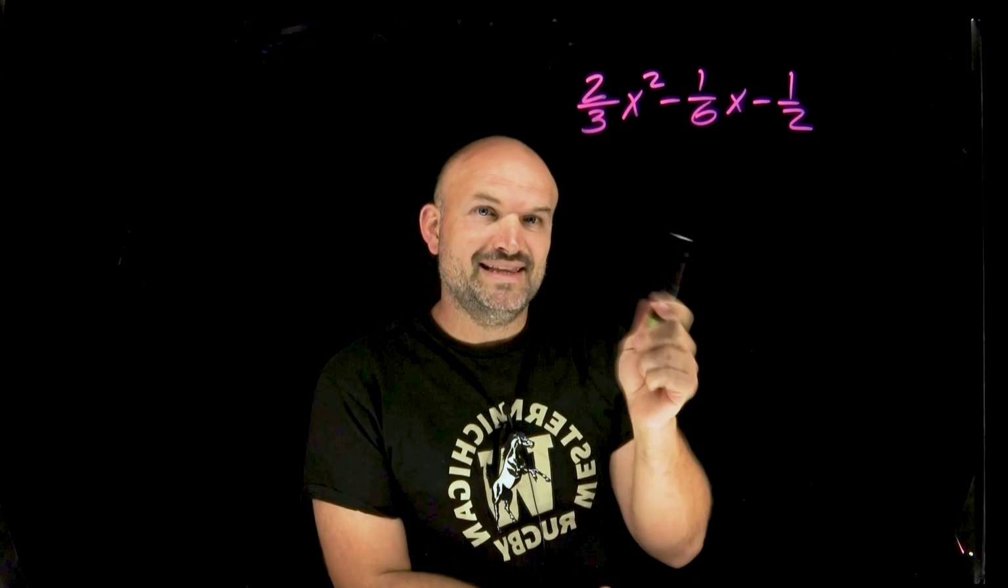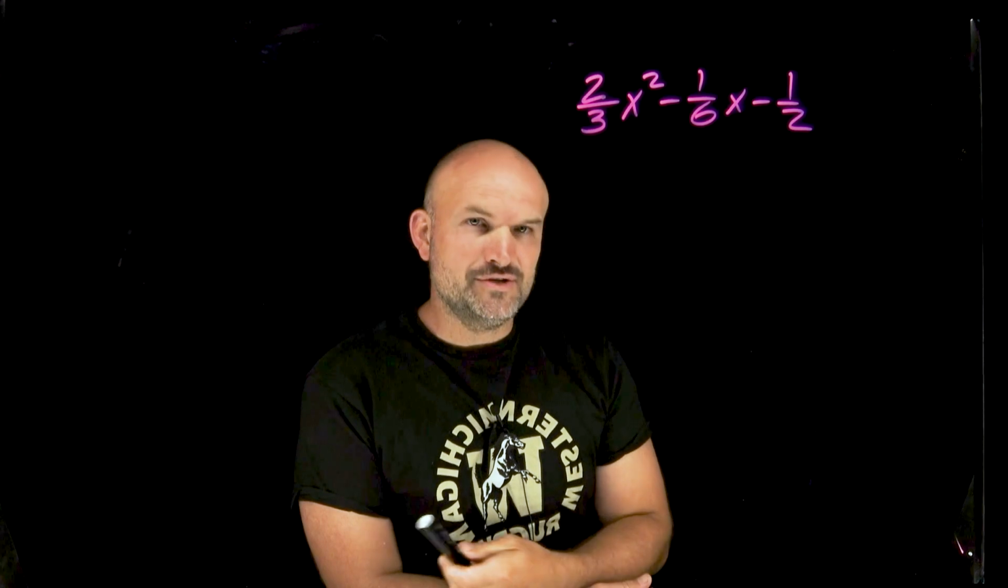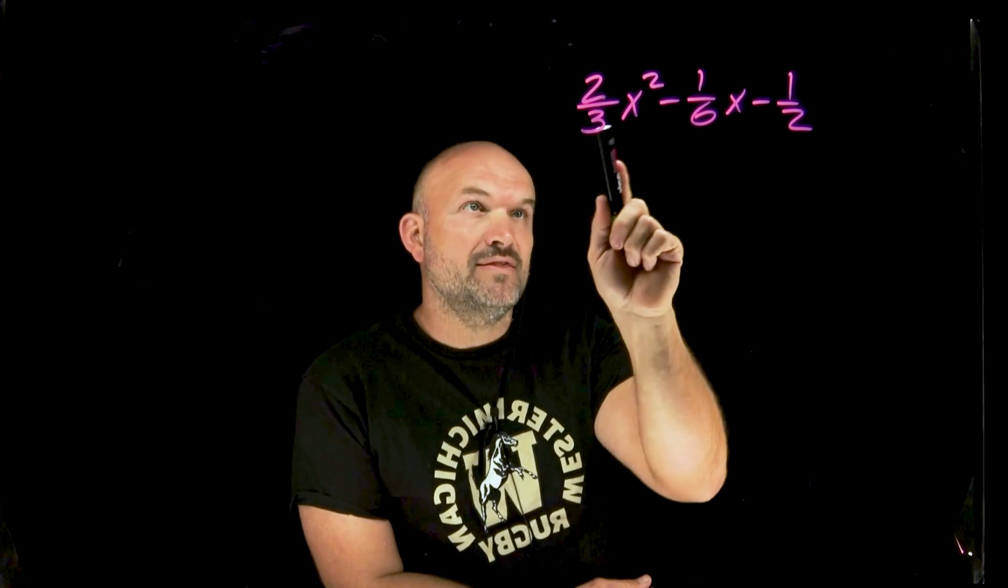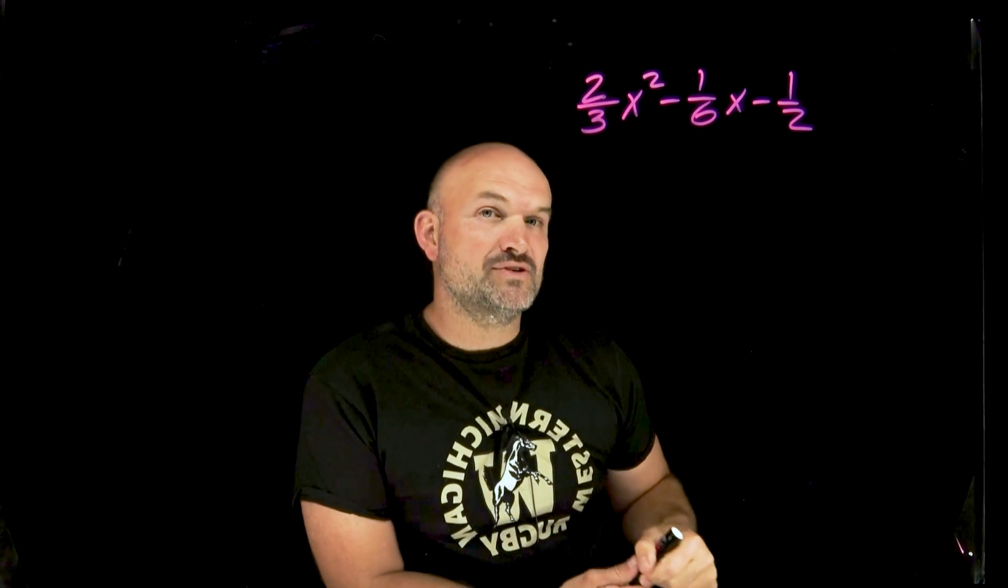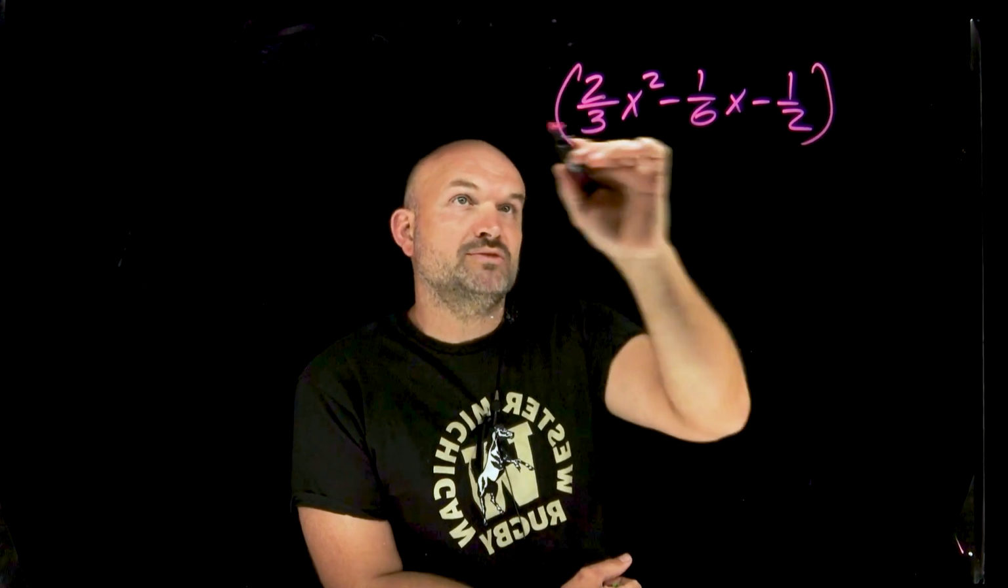Don't factor using these fractions. What you simply want to do is get rid of the fractions. To do that, find the least common denominator, the smallest number that 6, 3, and 2 all evenly divide into. That number is going to be 6. So if I want to get rid of these fractions, I could simply multiply by 6.